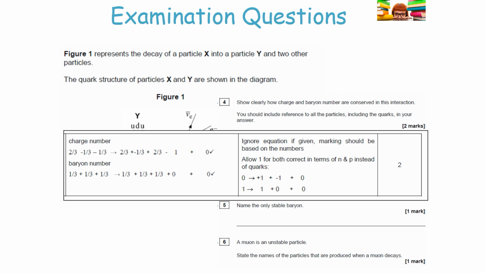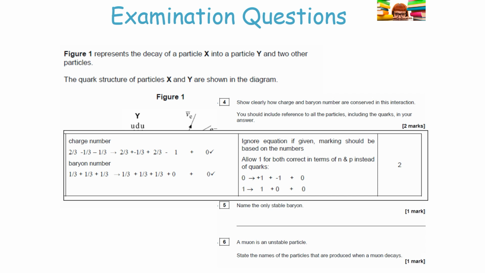You do the same for the baryon number, which is a third plus a third plus a third from the quarks beforehand, goes to a third plus a third plus a third plus 0 plus 0. We know that because the electron and the antineutrino are both not baryons. So therefore it proves that both of them are conserved. Now remember, you've got to break it down to the individual quarks and not just give the baryon number and charge of the actual baryon itself.